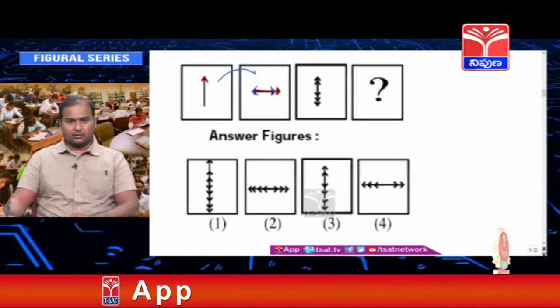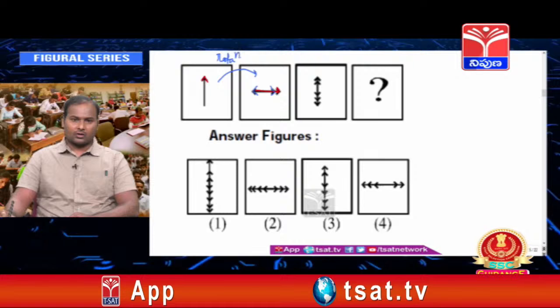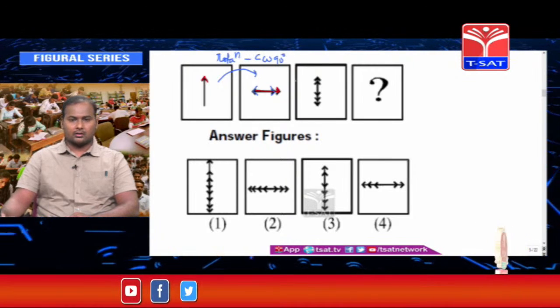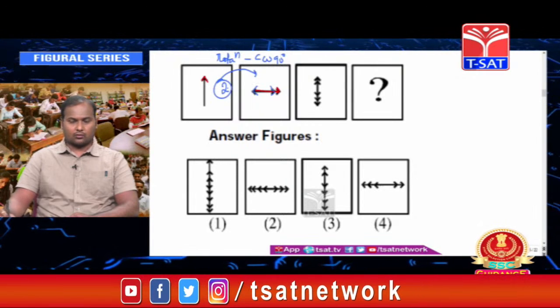See, from here to here there are two things. One is rotation. Rotation is clockwise how many degrees? 90 degrees. Okay. And what is the next thing? Addition of two arrow marks.